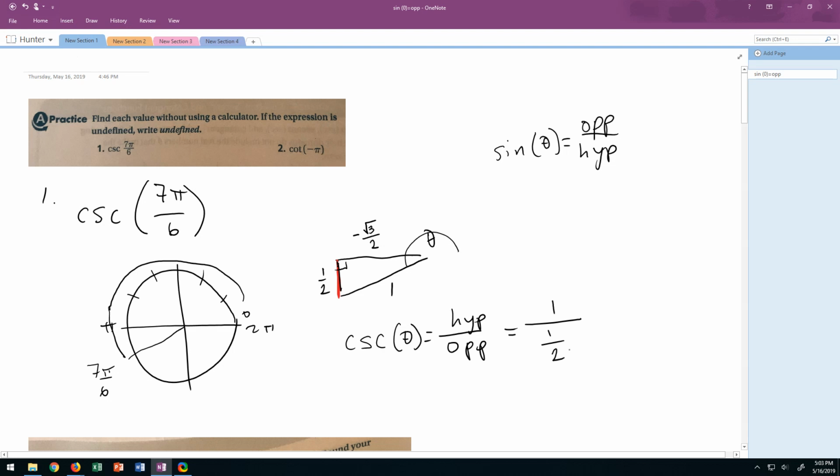1 over 1/2. Now, do you remember how to divide by fractions? All you do is multiply by the reciprocal. So in this case, the cosecant of 7 pi sixths is 2. Nailed it. Hope you can figure that out by yourself.